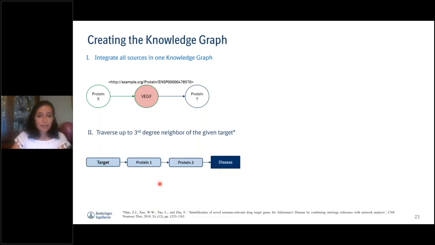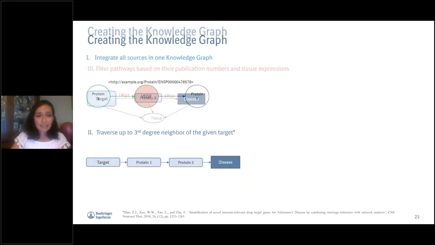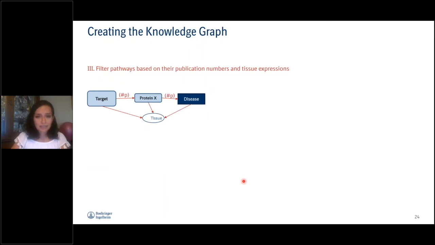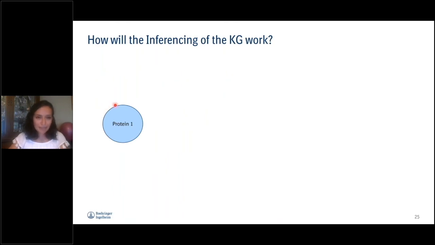And then we traversed up to the third degree neighbor of the given target. I will give an example in the following slides. We just followed protein interaction chains to the disease. And then we filtered the pathways based on their publication numbers and their tissue expressions, so that we tried to filter out the proteins and diseases based on whether they have the same tissue expressions. We also scored the links based on their publication numbers. And at the end, we benefited from reasoning and inference to find this indirect link between the target and the disease. How the inferencing was working is better explained with a picture here.